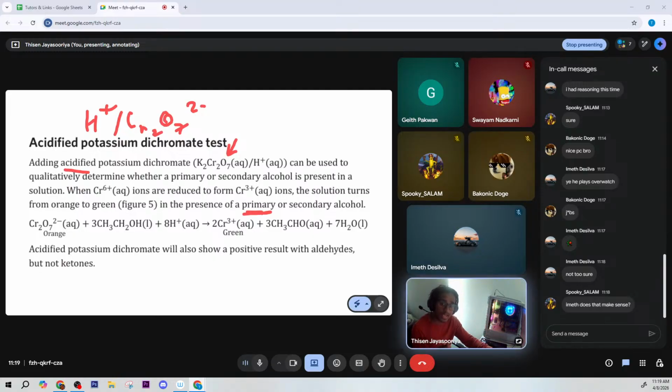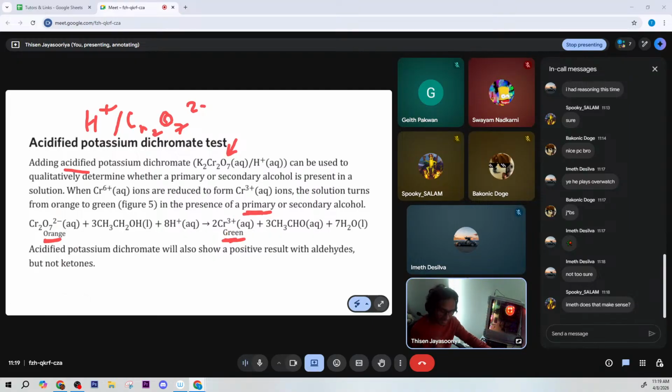So we just see it react. What we observe is technically just the color change. We observe the color change from orange to green, and that tells us it's reacted, which means that we either have a primary or secondary alcohol there. We don't know which one it is. We just know that one of those things is present. And here the observation is that it turns from orange to green.